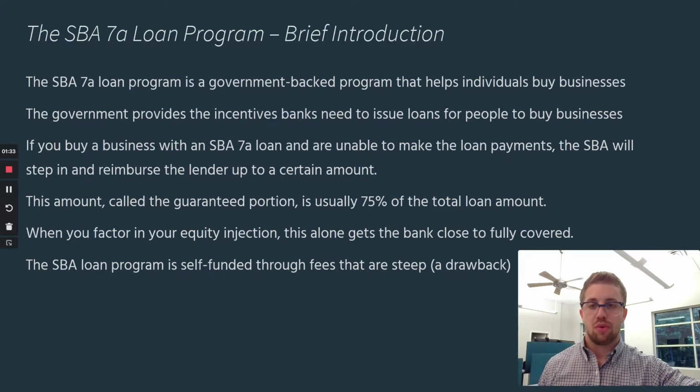The way the loan program works is every borrower pays what's known as a guarantee fee, and that goes into a big pot. If one of the loans defaults, that money is used to pay back the lender. The lender can be paid back up to the guaranteed portion amount, which is usually set at about 75% of the total loan, of the total purchase price. When you factor in the equity injection and other assets that can be collateralized, you end up fully collateralizing the loan between those different sources. So the SBA 7A loan program is self-funded.